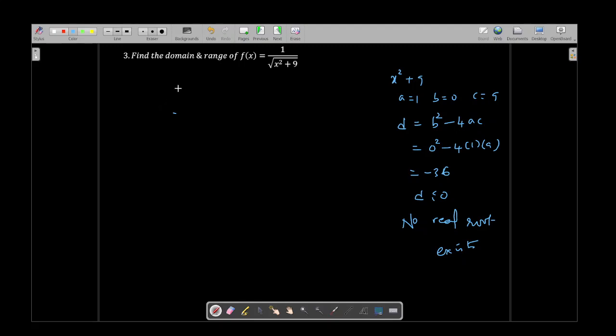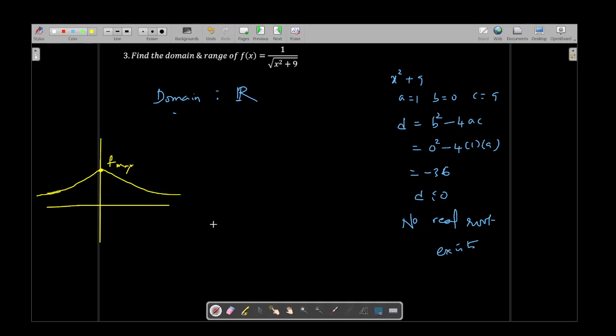So here, for domain, you can put any value in the real number set, and that will not make f of x undefined. The domain is the complete real numbers. So how does the curve look? The curve looks like this. It does not touch the x-axis. And what is this point? This point is my f max.